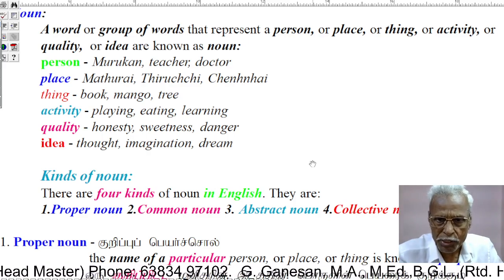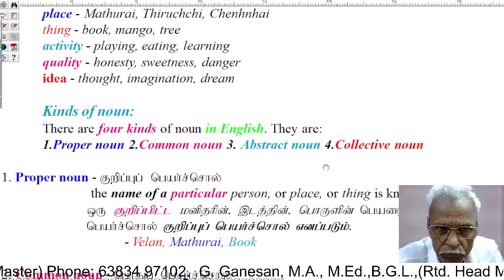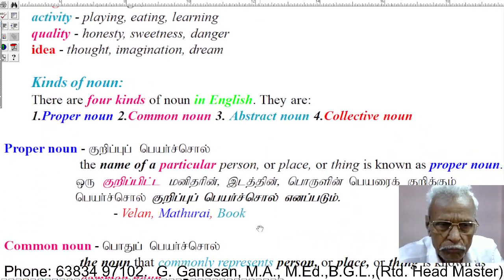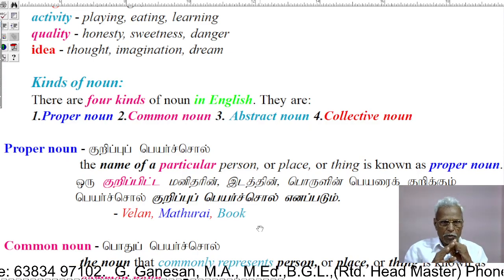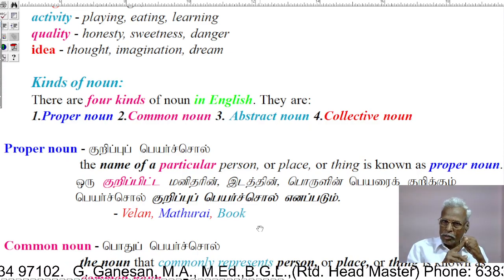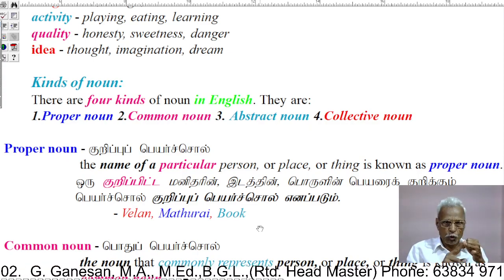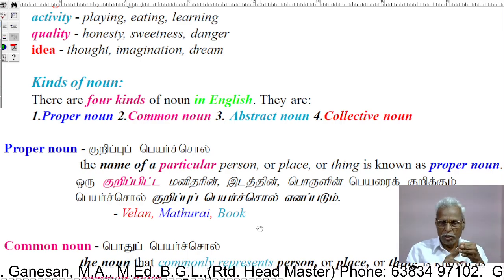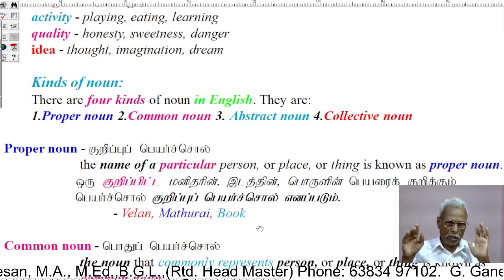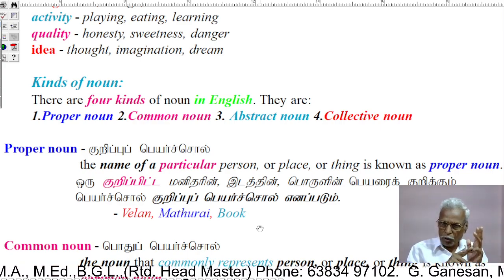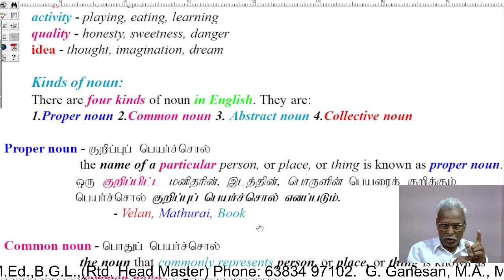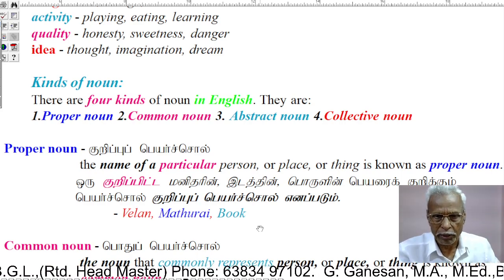Then let us see the kinds of noun. There are four kinds of nouns: proper noun, common noun, abstract noun, and collective noun. Let us see what they are.